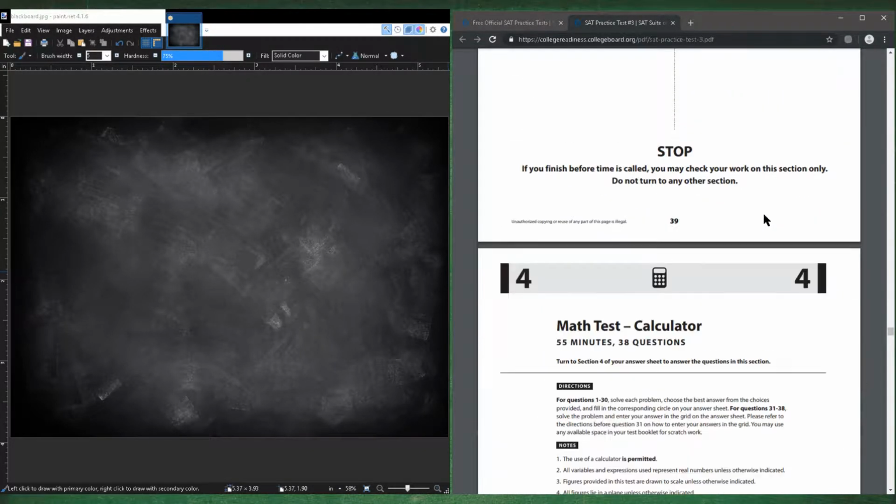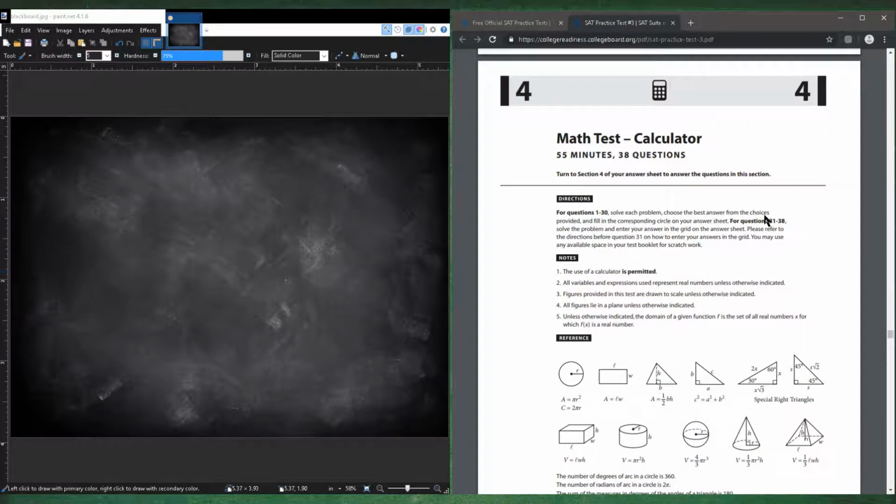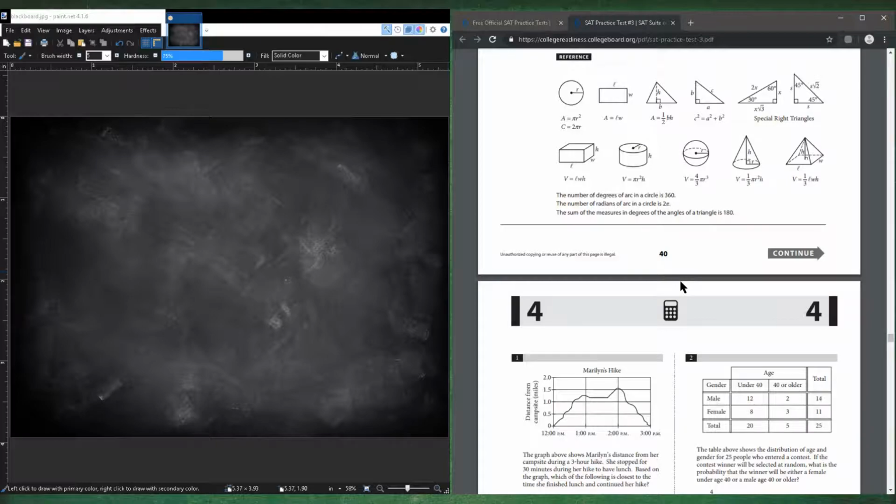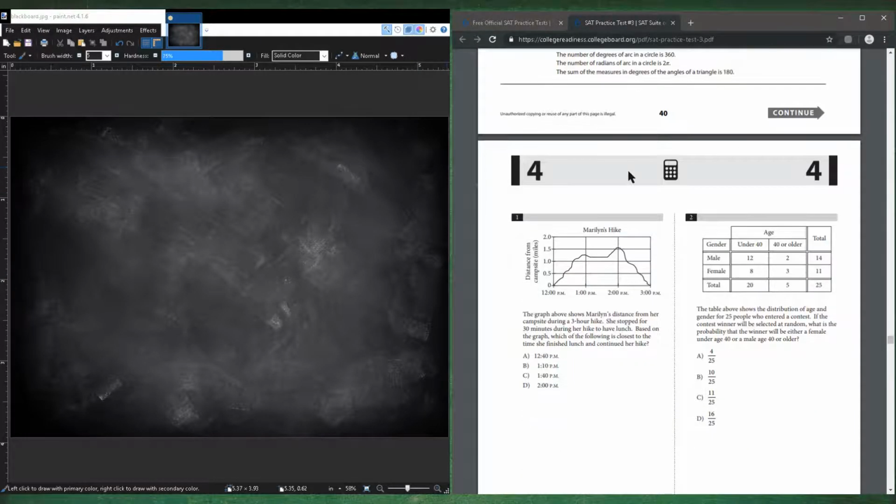Anyways, let's transfer over to the calculator section now. So bust out your calculators. The formulas are on the bottom here, if you ever need to use them again.